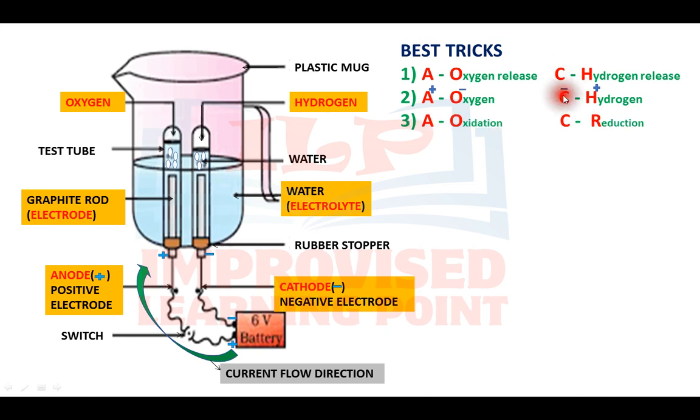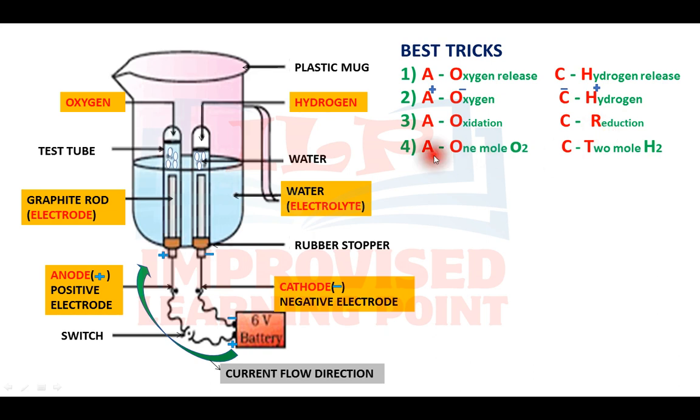Now next, where does oxidation take place? At the anode. Where does reduction take place? At the cathode. So again you remember the same trick. Vowels are together, consonants are together.